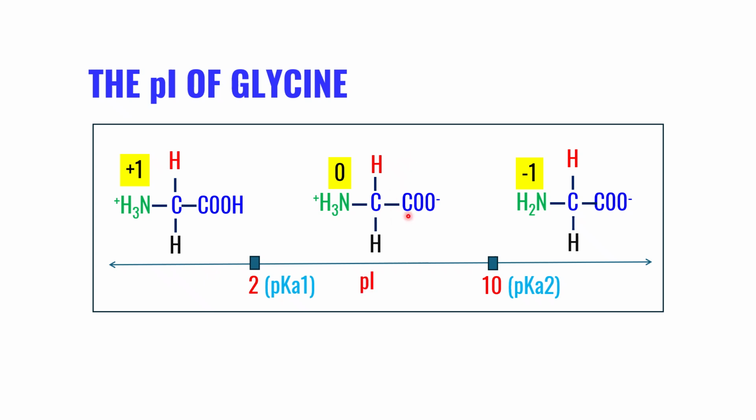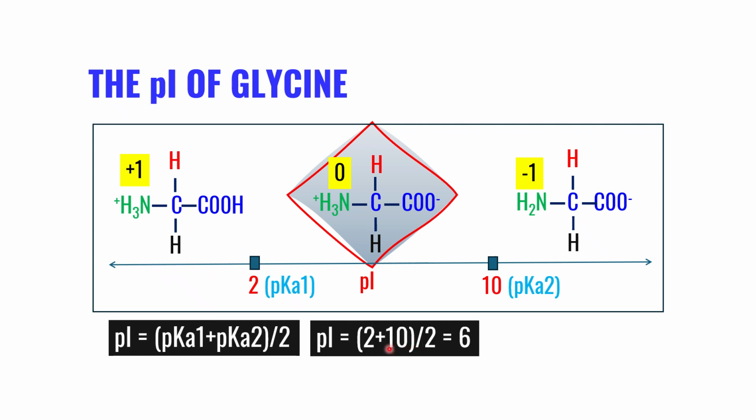So what will happen here? You have formed the zwitterion. So the point corresponding to this is the isoelectric point or pI. How will you calculate it? You will average out these two values. So pK1 plus pK2 divided by 2 is equal to 2 plus 10 divided by 2 is equal to 6. So it is very simple. You identify where the zwitterion is appearing and what are the flanking pKa values.